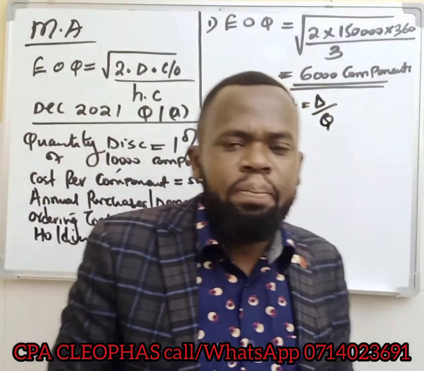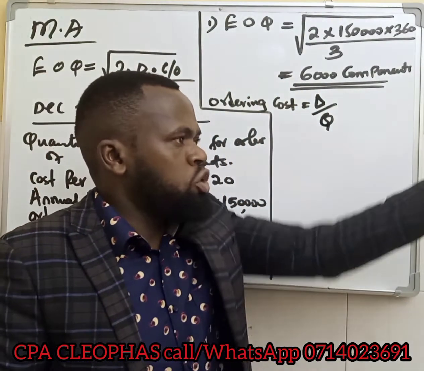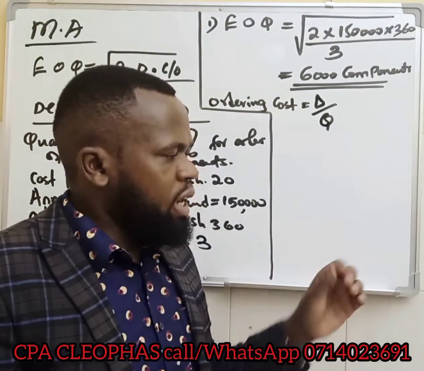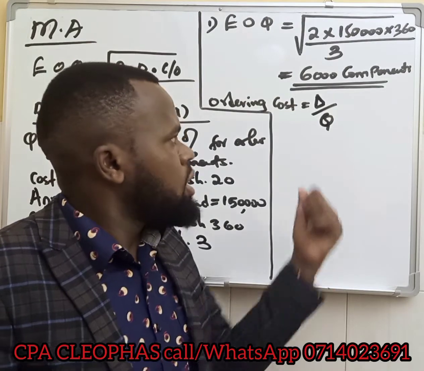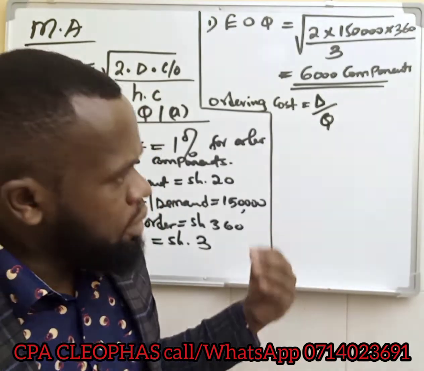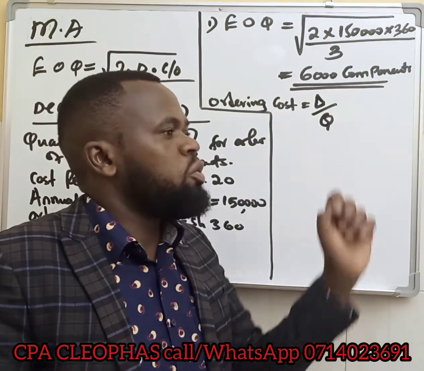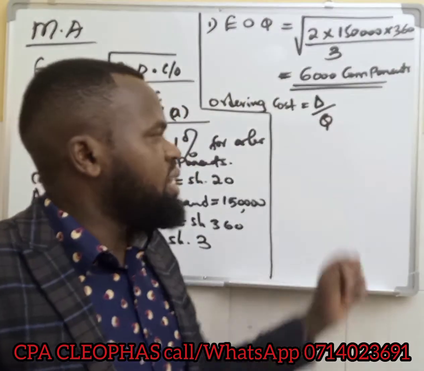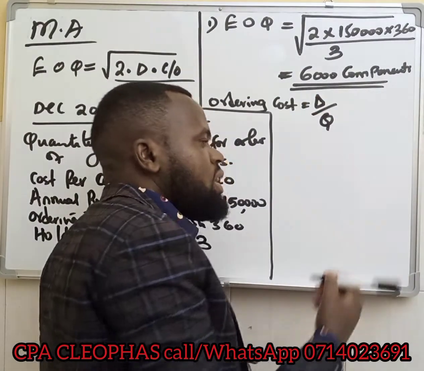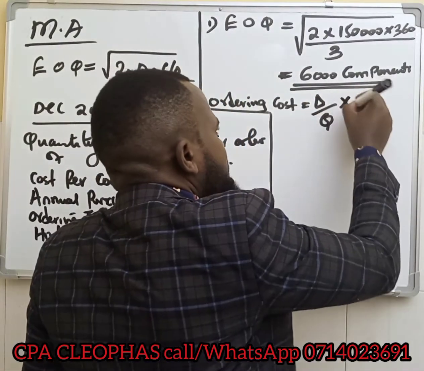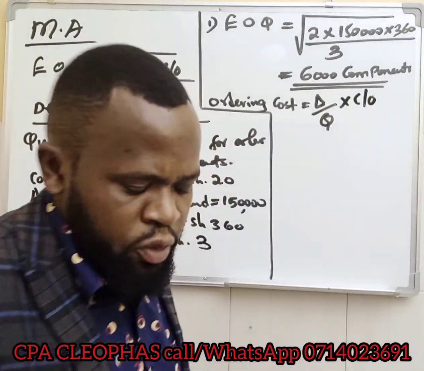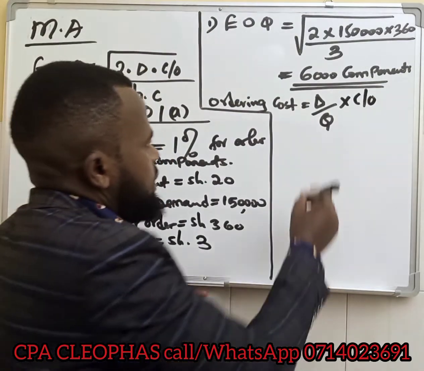So if the examiner asks you to determine the number of orders, you don't struggle. It will be the total annual demand divided by the quantity which is being ordered, and this time our quantity to order, we have been told we order EOQ. So it will be D over Q, which is the EOQ. That gives you the number of orders. But I want the ordering cost, so multiply by the cost you incur whenever you place an order.